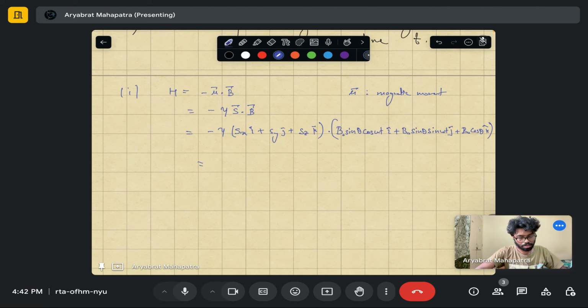Then again, use the Sx form. As I showed you before, this Sx can be written in matrix form, where this is sigma x, Sy is h bar by 2 sigma y, and Sz is h bar by 2 sigma z. But sigma x, sigma y, sigma z are the Pauli matrices.